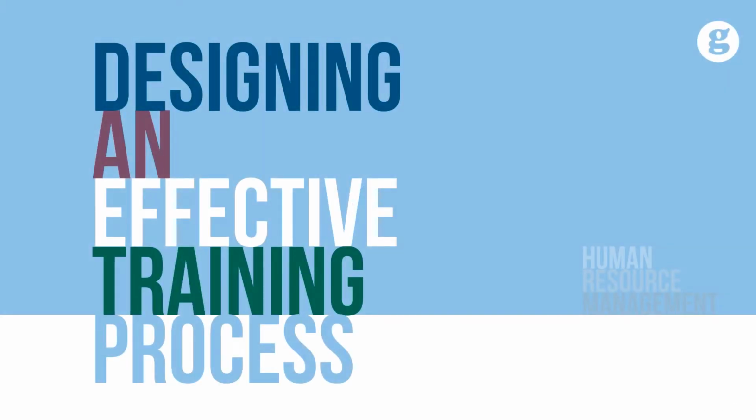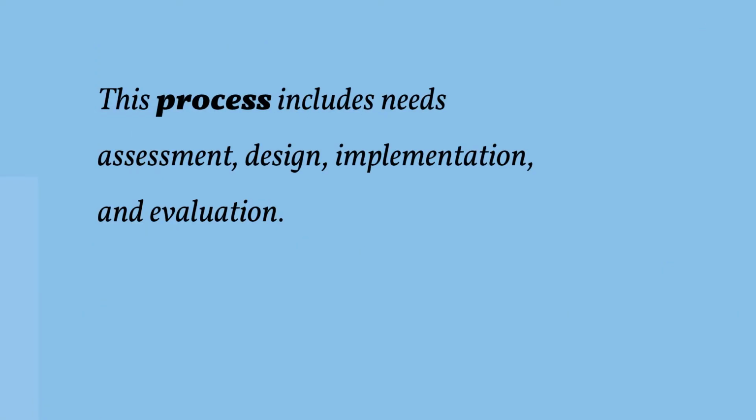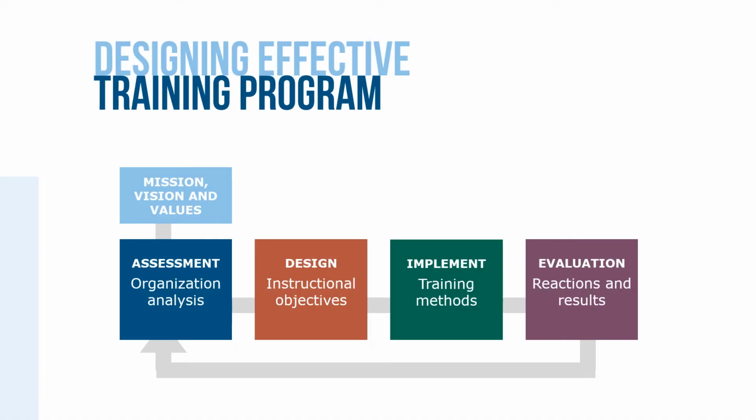Effective training programs result from the following systematic process. Let's take a look at designing effective training. This process includes needs assessment, design, implementation, and evaluation. Each part of the training process is critical. As a manager, the input you provide for each part will be important to its success.